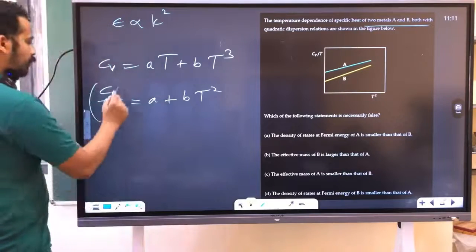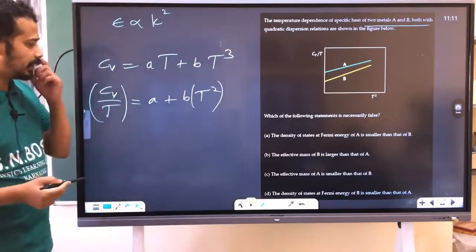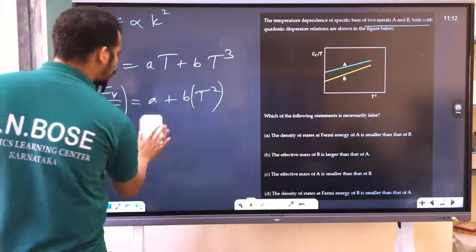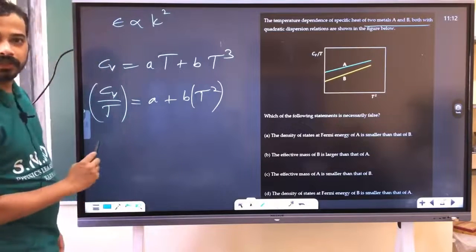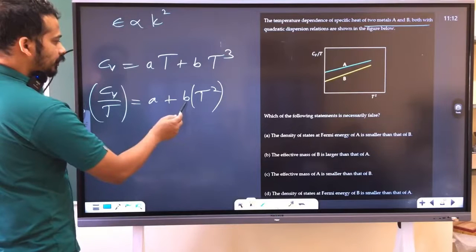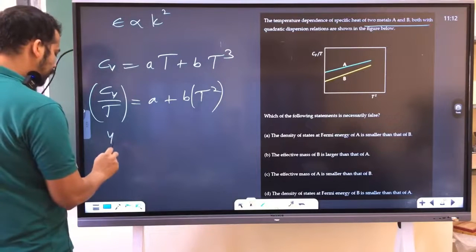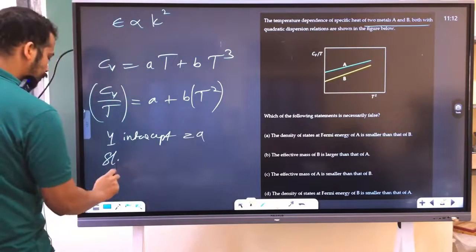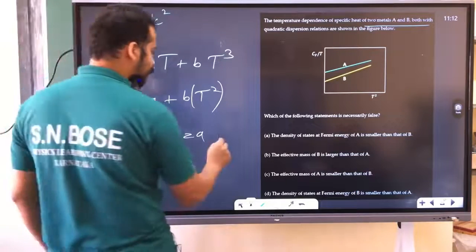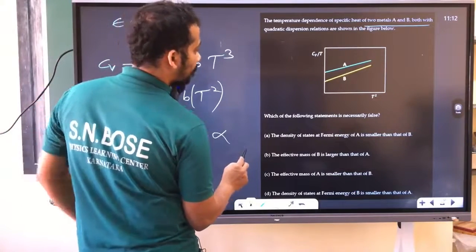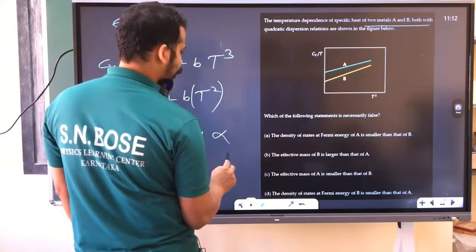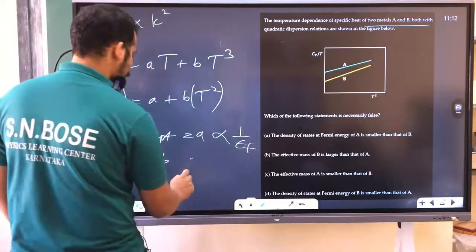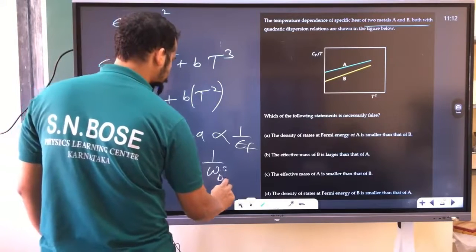If you plot this versus T squared, obviously it's a straight line passing through some y-intercept, isn't it? Now look at here. The y-intercept is A, and the slope is B. This A is inversely proportional to 1 by E_F, and he's talked about effective mass also. B is inversely proportional to omega_D cubed or theta_D cubed, isn't it?